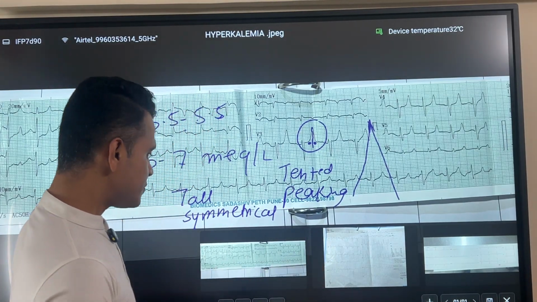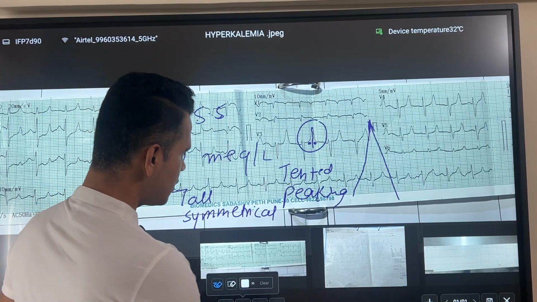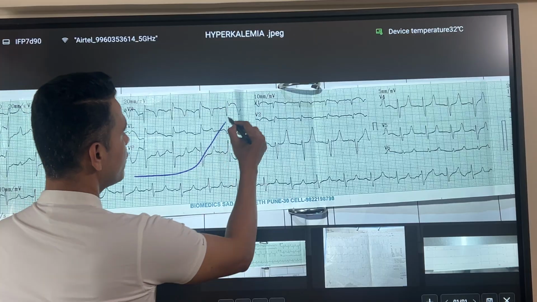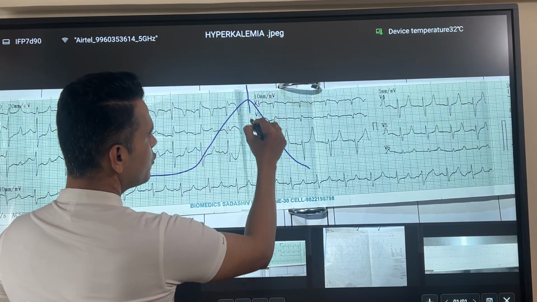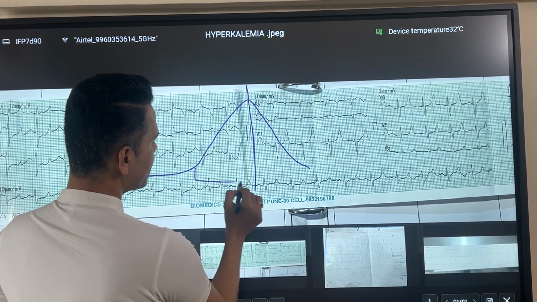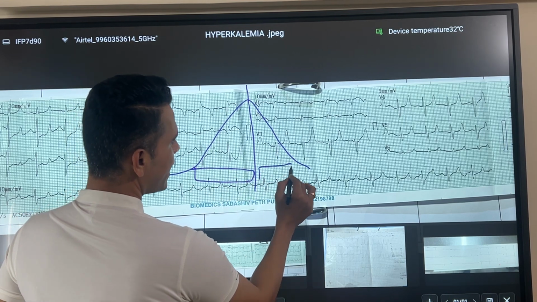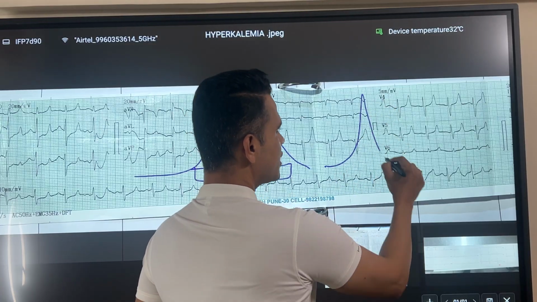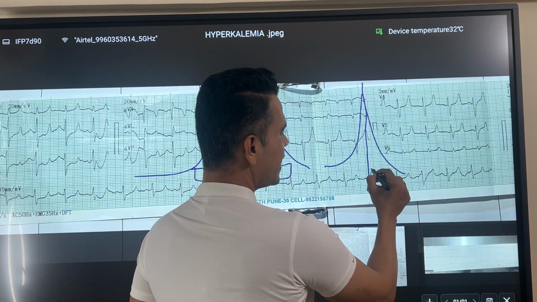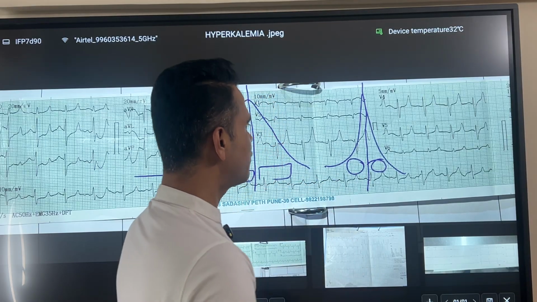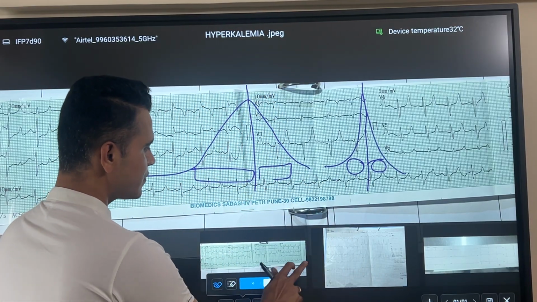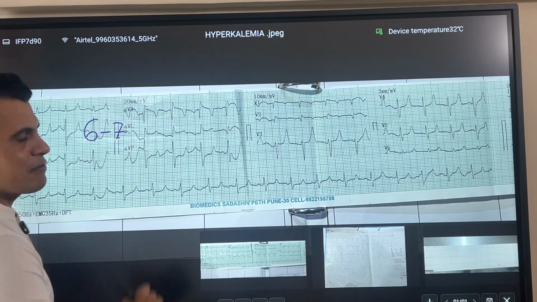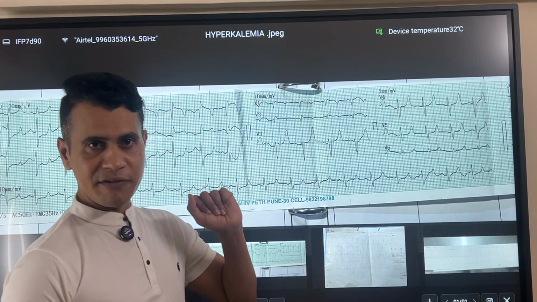Whereas in a normal T wave, there will be asymmetry. There will be more boxes on this side and fewer boxes on this side. But in hyperkalemia, what we get is a symmetrical T wave. Almost the same number of boxes will be there on both sides whenever it is hyperkalemia. So whenever potassium is between 6 and 7, we get a tall, tented, symmetrical T wave.